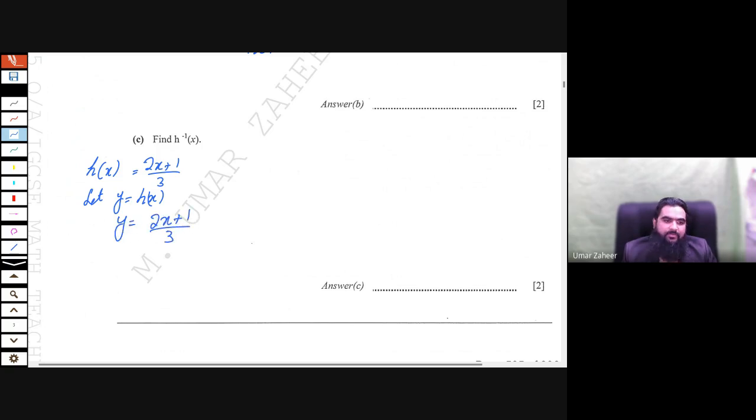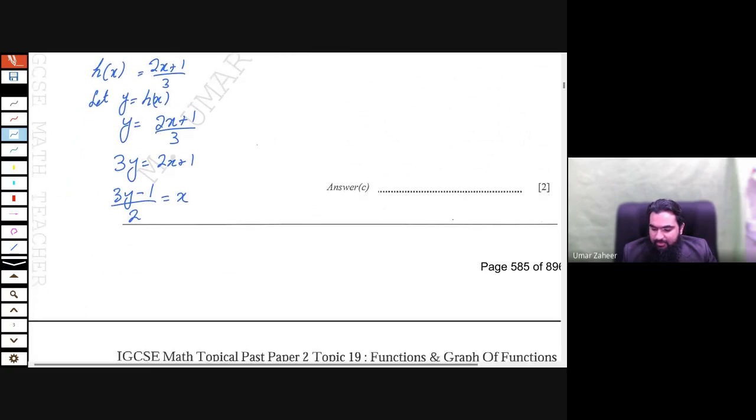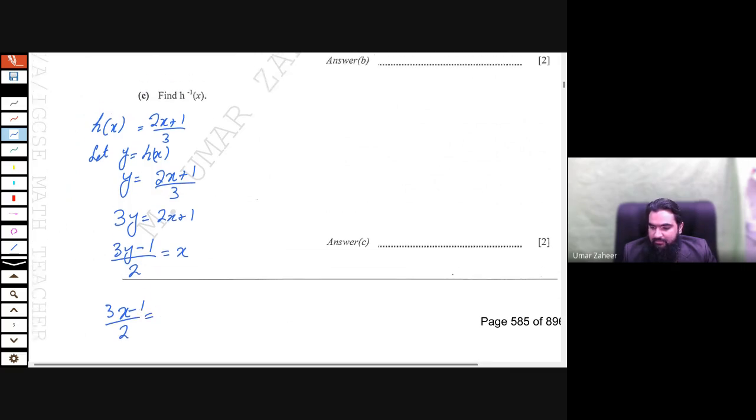In the next step, we have to make the variable the subject. So 3 is dividing, it will be multiply. It is adding, on the other side will be subtract. And 2 is multiplying, in the next step it will be divide. Now replace y with x and x with the function. The function is h inverse of x.